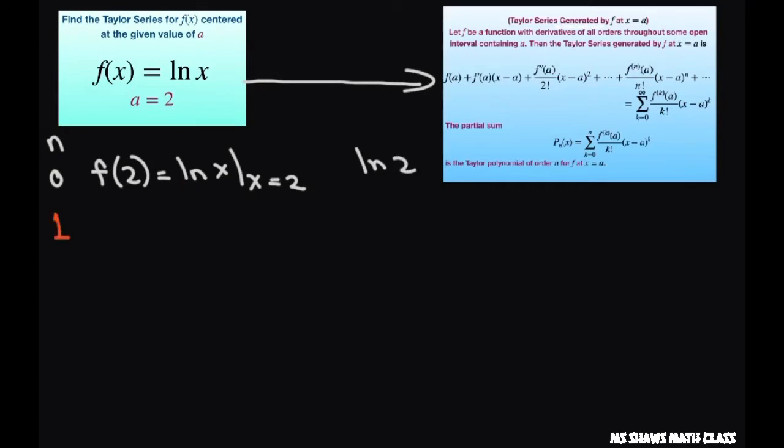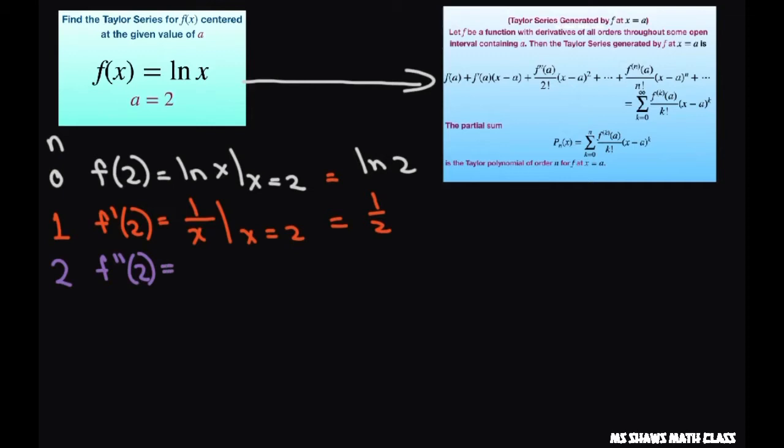For n equals 1, that's where we're going to do f prime at 2, which is 1 divided by x, and evaluating that at x equals 2 gives us 1/2. Now at n equals 2 we have the second derivative evaluated at 2. The second derivative of ln x is negative 1 divided by x squared. And you evaluate that at x equals 2. That's going to give you negative 1 divided by 2 squared.